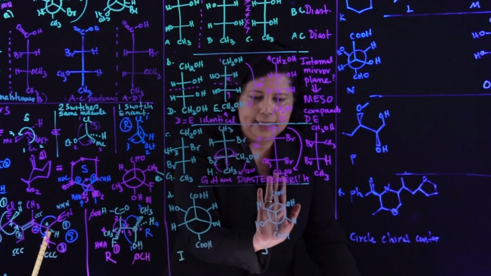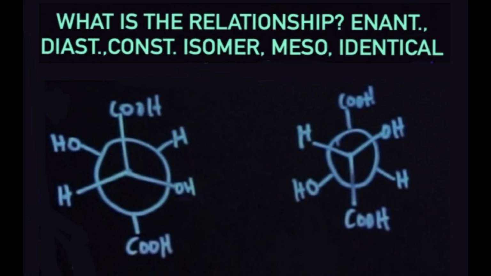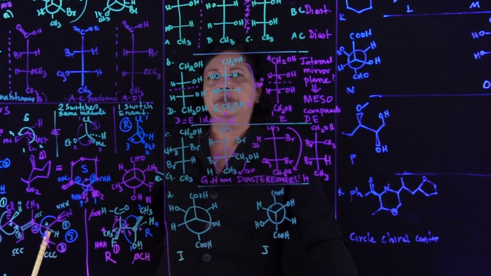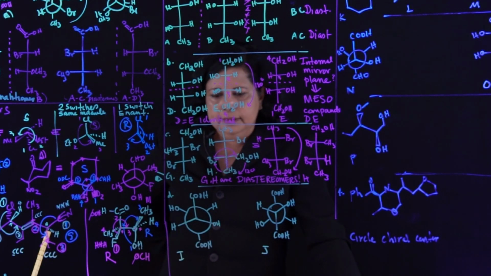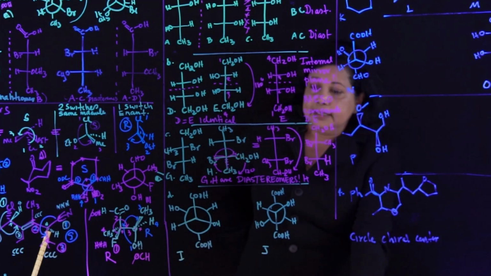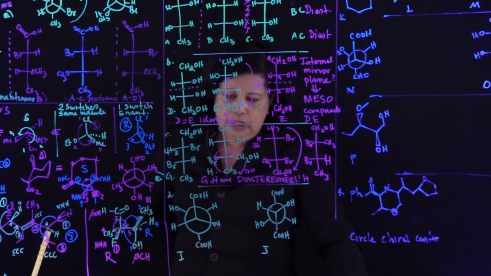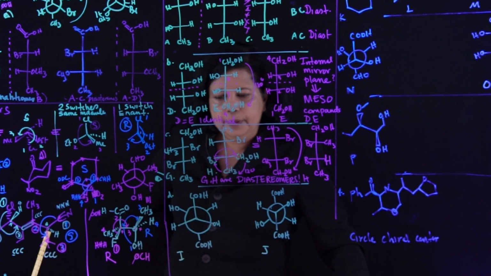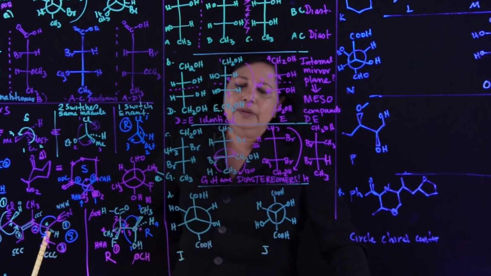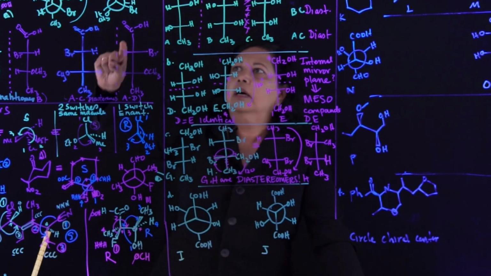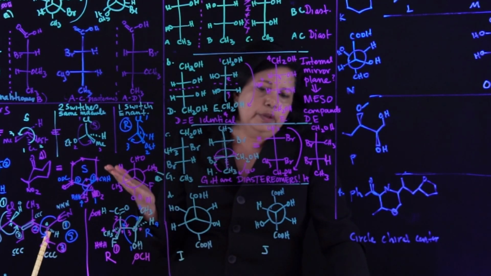Let's look at this and let's look at this. What is the relationship between these two? Well, if you look at it like this and stare at it and stare at it, it may not be too obvious. So let's draw a fissure so we don't really mess it up. Or we can draw a fissure, which is about the same as drawing an eclipsed Newman. So let's start there and see if we can figure it out from there.